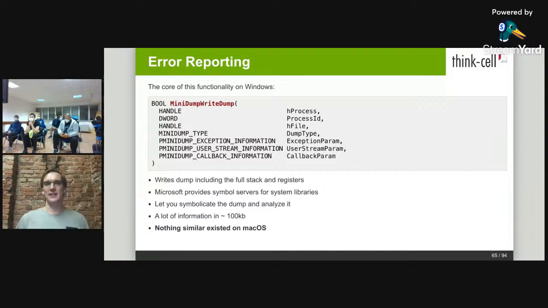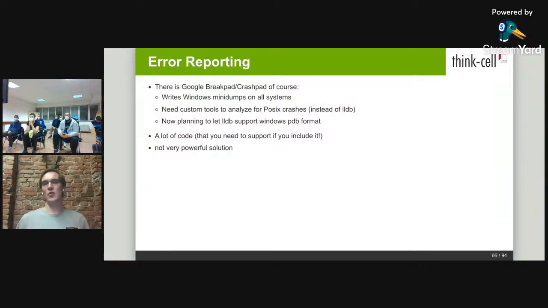So nothing like that existed on macOS. There is a single cross-platform crash error reporting solution, which is Google Breakpad, which makes a lot of strange decisions, which is why we didn't want to use it. It decides to write Windows minidumps on all the systems, which is not a very well-supported format. Then you, of course, can't analyze Windows dumps on, let's say, macOS when that minidump contains a macOS crash. So they had to program their own analysis tools as well. So in the end, that was a solution that contained a lot of code, but it wasn't all that powerful, really. And we didn't want to support it in our application.